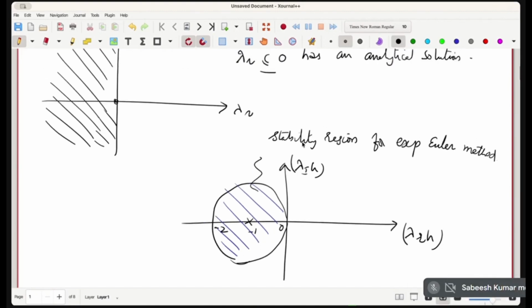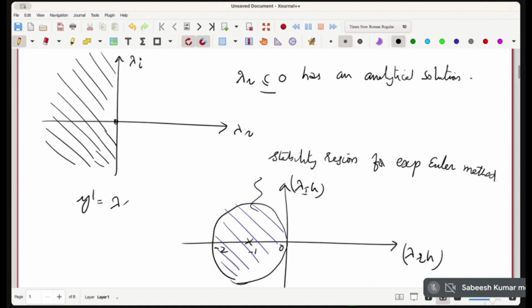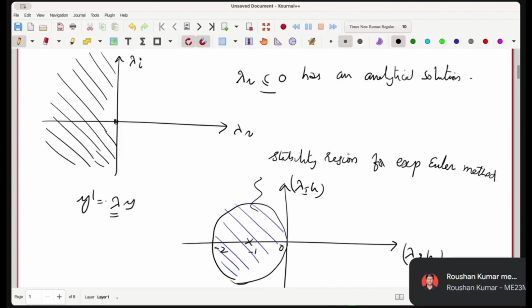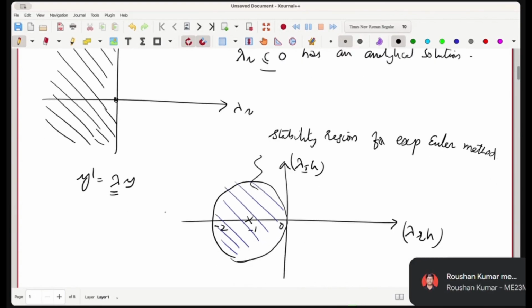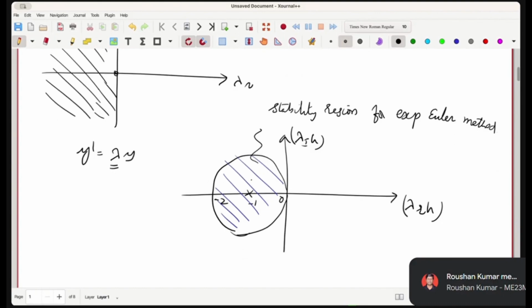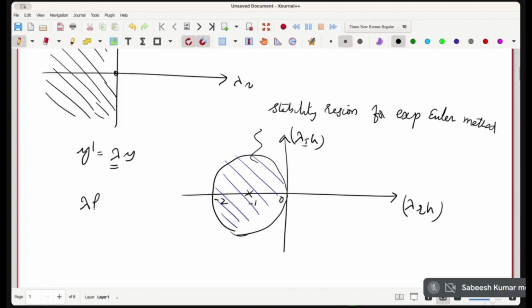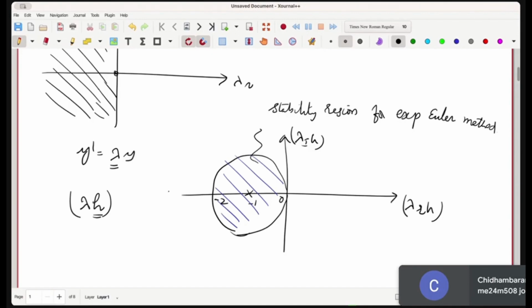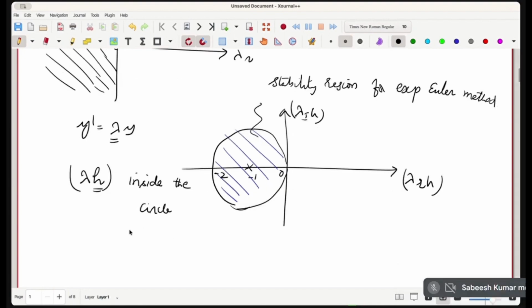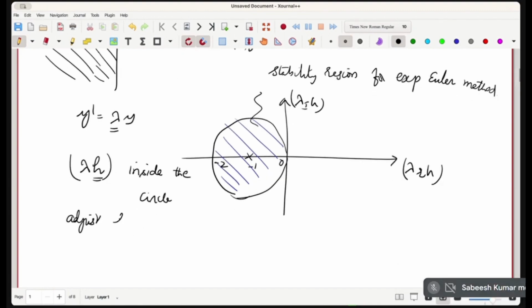Okay, that means if you have a problem where you want to solve y prime equals lambda y, lambda can be some value. Now that means although you can obtain a solution for all real values of lambda less than 0, and then it can have any other imaginary component. If you want to solve it using explicit Euler method, we said you would choose the time step h in such a way that lambda times h happens to fall inside the circle. Okay, so that is the idea here. That means we have to adjust h such that lambda h falls within the circle.